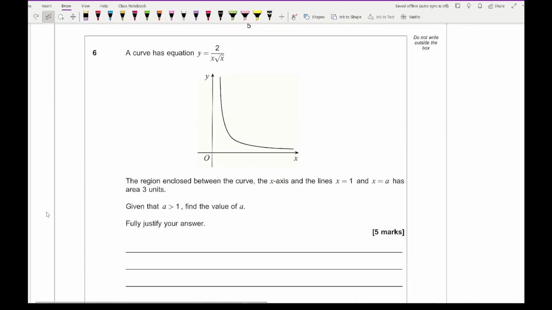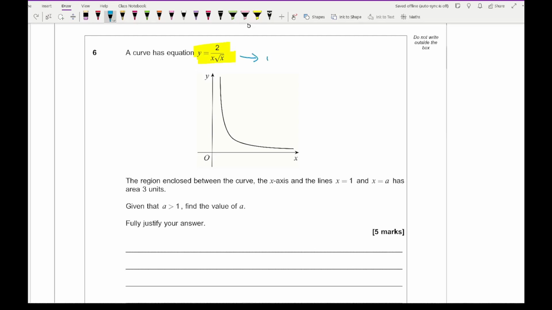Then moving on to question 6, it says that a curve has an equation of y equals 2 over x root x. It says the region enclosed between the curve, the x-axis and the lines x equals 1 and x equals a has an area of 3 units. Given that a is greater than 1, find the value of a, and fully justify your answer. So first things first, I need to rewrite this equation so that it's in index form. So how can I do that?